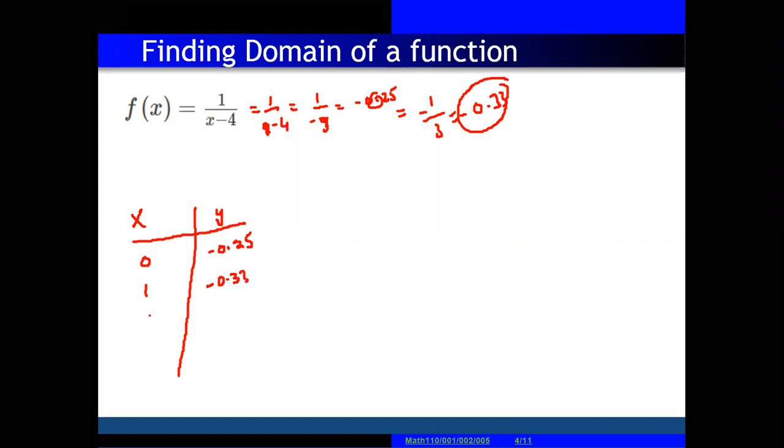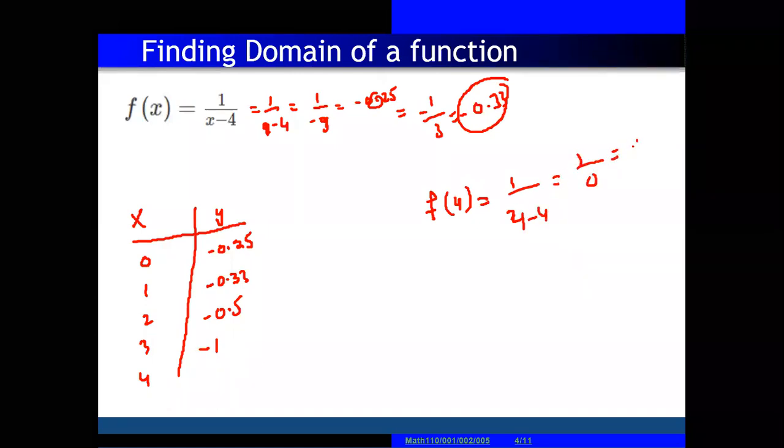Same you can give two value, three value. If you give 2, result will be 0.5. If you give x equal to 3, result will be minus 1. But when you give x equal to 4 here, f of 4 is equal to 1 over 4 minus 4, and 1 over 4 minus 4 is 1 over 0, which is an undefined quantity.